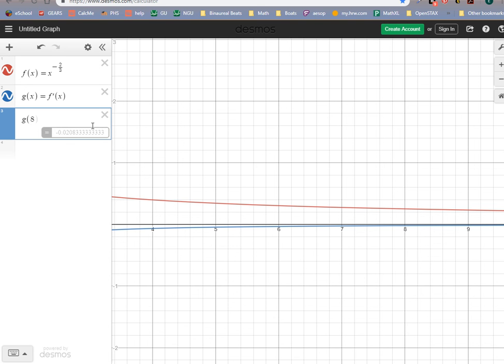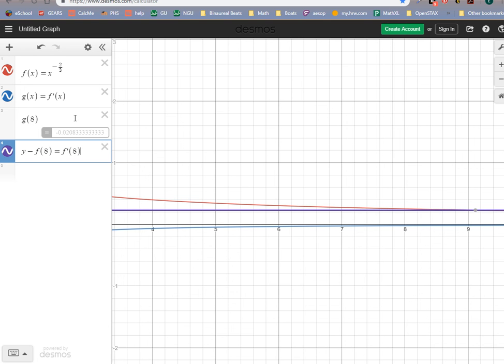Now I've got the value of the derivative there. If I want to come up with the actual equation of the tangent line, the beautiful thing about Desmos is you don't have to solve for y. So we could put this in point slope form. We could do y minus the y value. What if I don't know the y value? I could do y minus f of 8. I don't even have to put in the value; I can let it calculate it for me. Equals the slope, which is g of 8, or I could even say f prime of 8, times the quantity x minus 8.